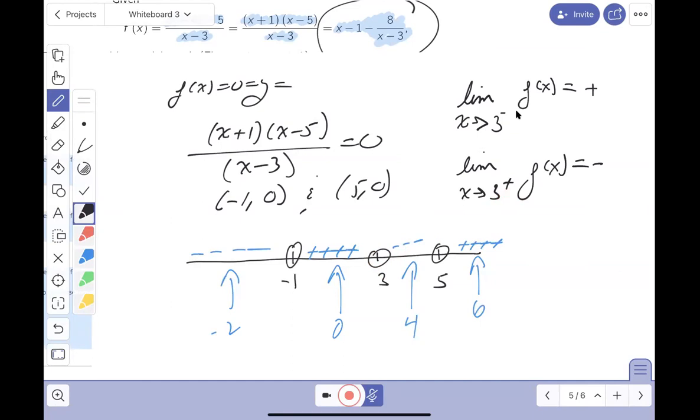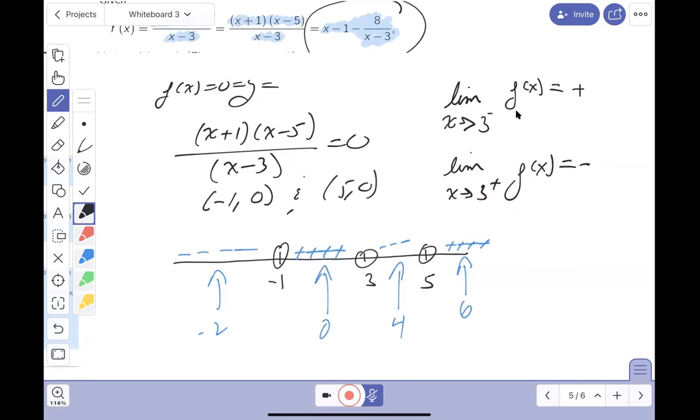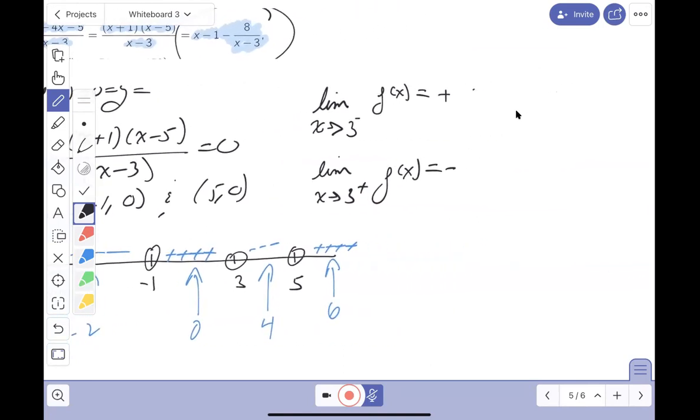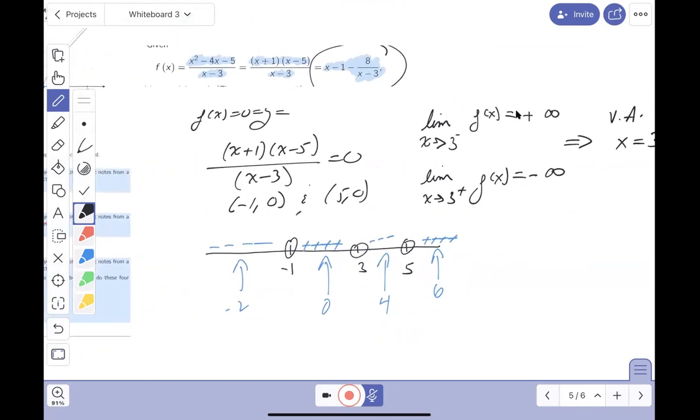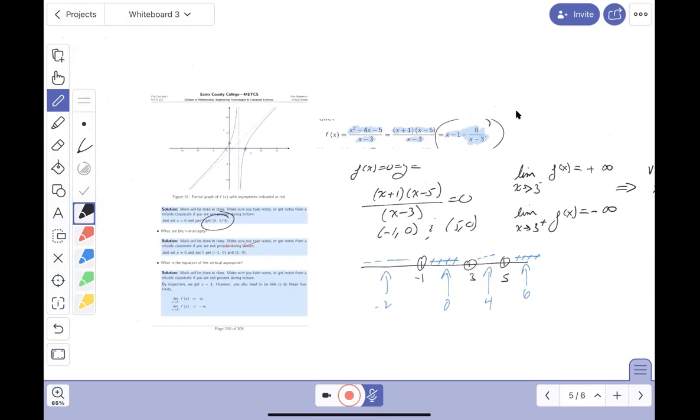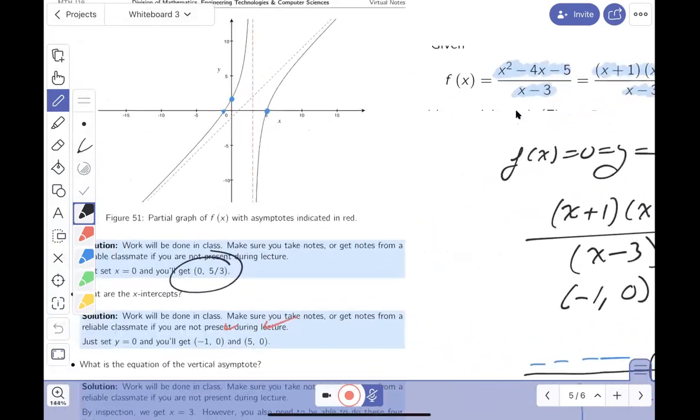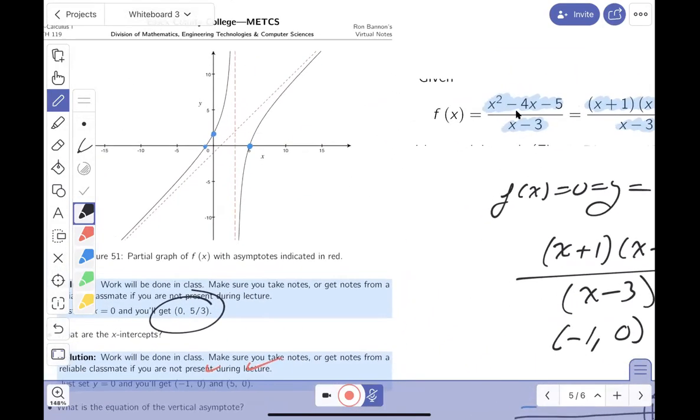The bottom becomes 0, and the top is some finite number. This is going to blow up without bound. It's infinite. What does this tell me? I have a vertical asymptote at x equals 3. Let's go back to the picture and show you that. This here is the line x equals 3.